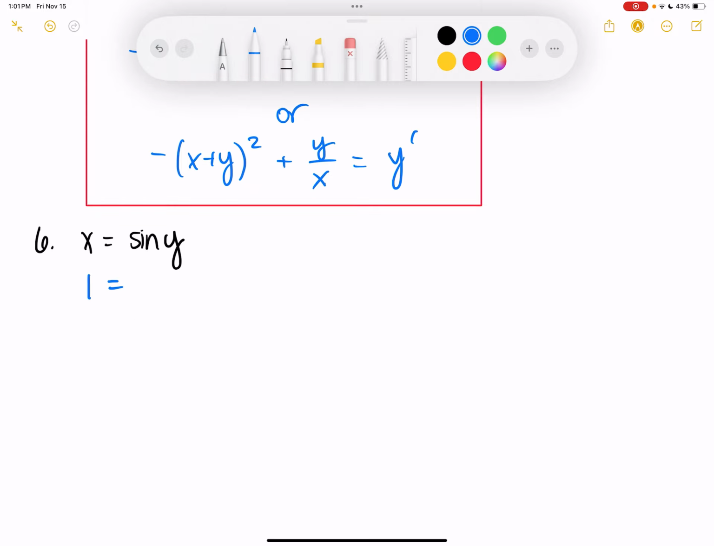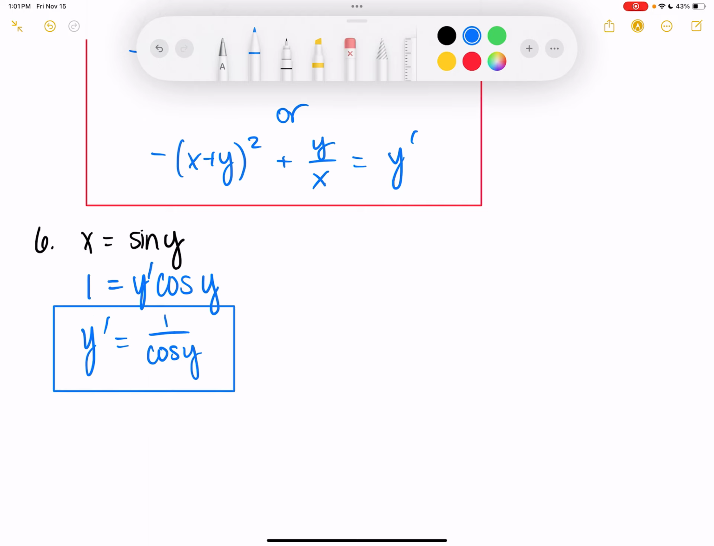Now, when we have a y inside of a trig function, we have to treat it like a chain rule. Okay. So what is the derivative of sine? Cosine. Yep. So this is going to be cosine of y, and then the derivative of y is y prime. So then we just divide by cosine of y. y prime equals 1 over the cosine of y. So that one wasn't as bad.